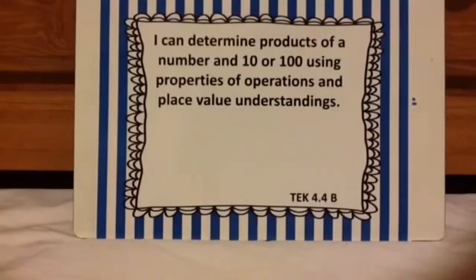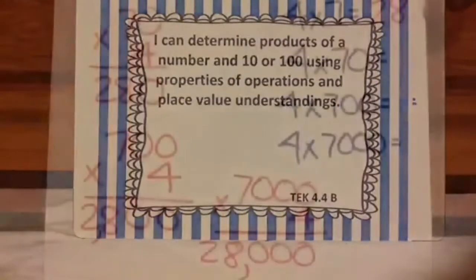Hi scholars, we're going to look at TEK 4.4b today. It says I can determine products of a number and 10 or 100 using properties of operations and place value understandings. So an example would be 4 times 70, 4 times 700, anything with zeros in it, numbers that are multiples of 10. So let's get started.